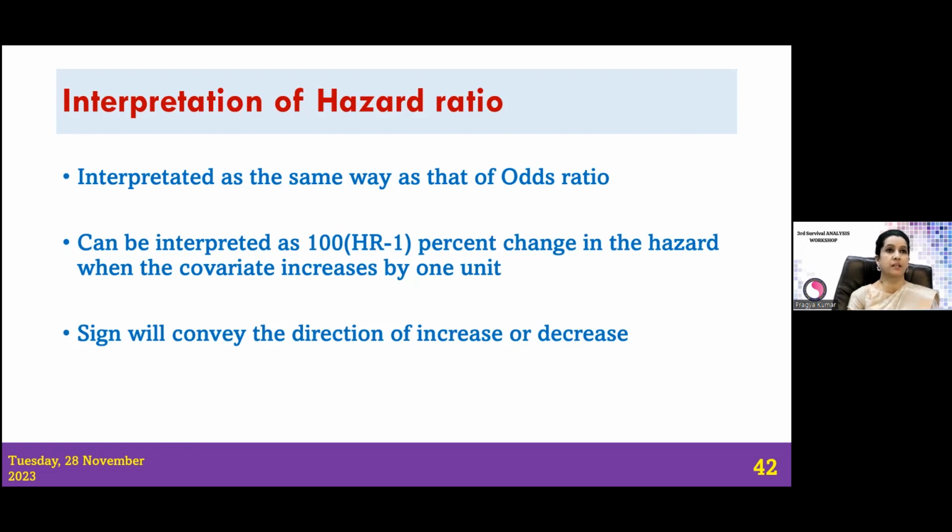It is interpreted the same way as the odds ratio, and we have just seen how to interpret a hazard ratio of 0.5, 1 or 2. You always deduct 1 from the hazard ratio and then multiply it by 100. That much percentage change in the hazard occurs when the covariate increases by 1 unit. This is when the independent variable is continuous. When the independent variable is categorical, then you explain it in the context of the reference category.